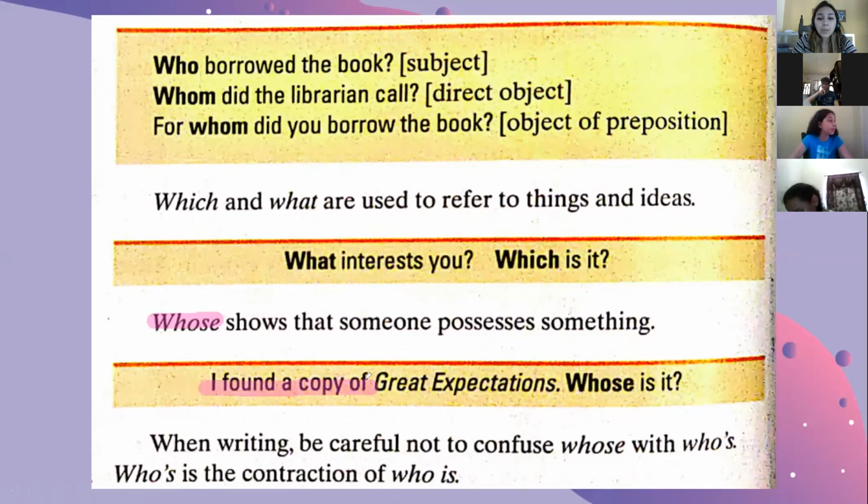I found a copy of Great Expectations. Whose is it? Remember when you find something in the classroom or in the street or something like that, and you say, who is the person that this belongs to? Or, Miss, I found this pencil. How would you ask that? You can ask, okay, whose pencil is this? You don't have to say, who is this pencil? Or who this pencil belongs? You have to say, whose pencil is this?